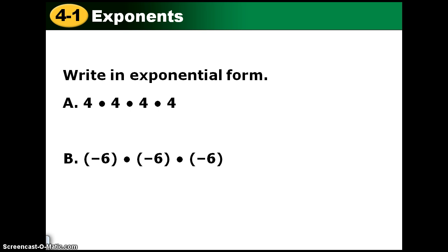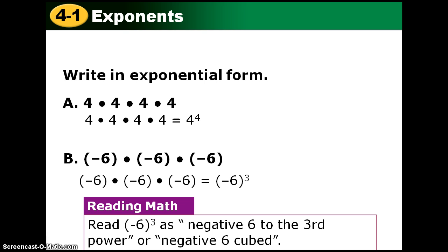If you're asked to write in exponential form, that means there needs to be an exponent in your answer. So 4 times 4 times 4 times 4, there's 4 of them, so it would be 4 to the 4th. In example B, we see 3 negative 6's, which would be negative 6 to the 3rd power, or negative 6 cubed. Pay attention to the fact that the negative 6 is in parentheses and the 3 is on the outside.